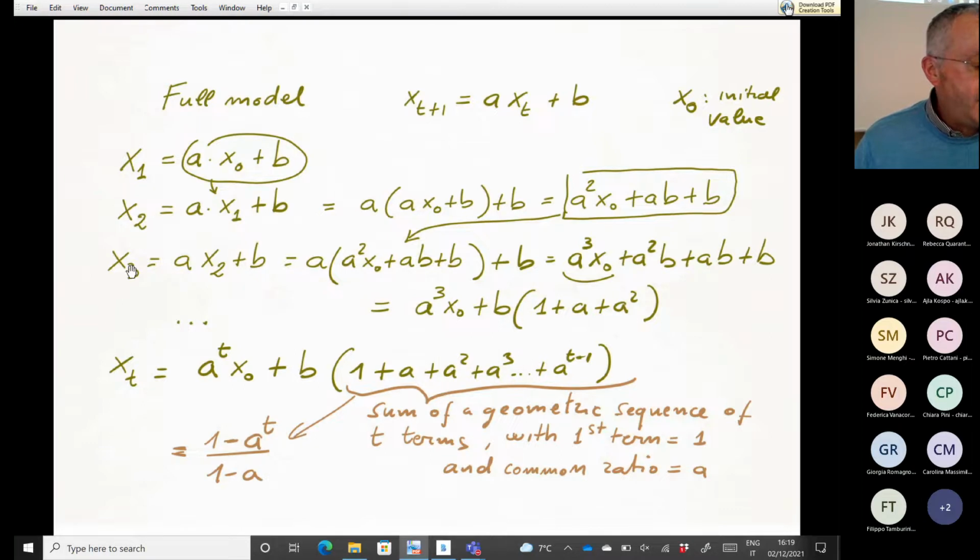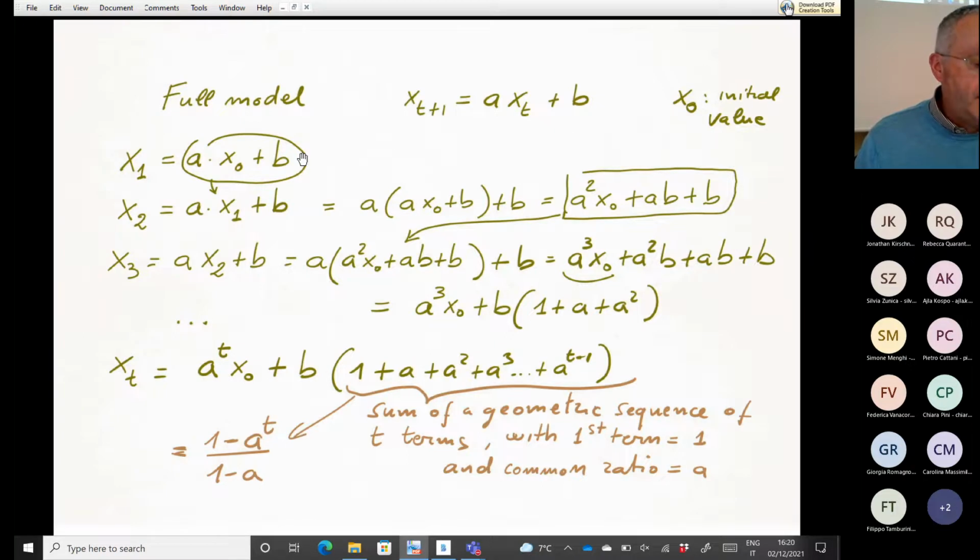We can follow the same steps. This is a kind of inductive approach, okay? We try to compute the first terms and guess what the general formula could be. So x1 is equal to, look at this, if t is equal to 0, x1 will be equal to a times x0 plus b.